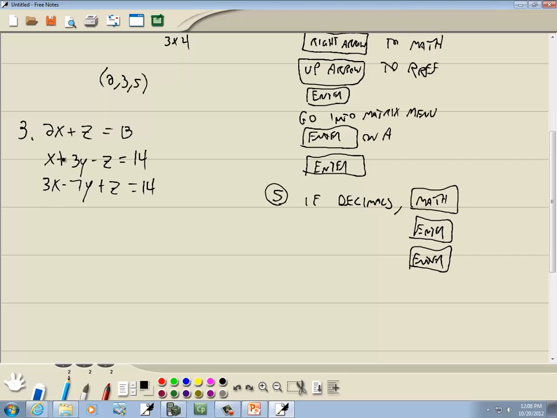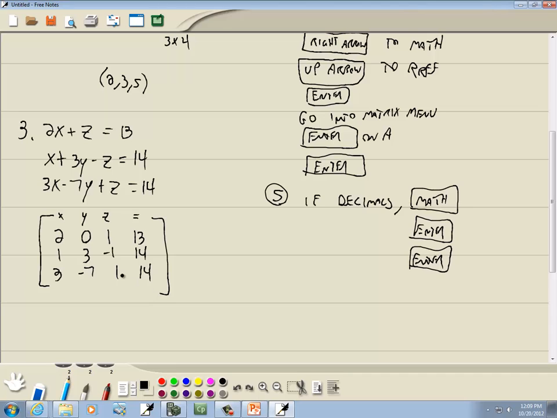Okay, now first step is get everything with a variable on the left side, numbers on the right, and that is, we want to write down our matrix. Now when we do that, we're going to have basically an x column, a y column, a z column, and then the other side of the equals. So I'm going to have 2. Now notice my first equation, I'm missing the y, aren't I? You have to put a 0 there for it. And then 1 for the z, and then our other side is 13. And then this will be 1, 3, negative 1, 14. 3, negative 7, 1, and positive 14.